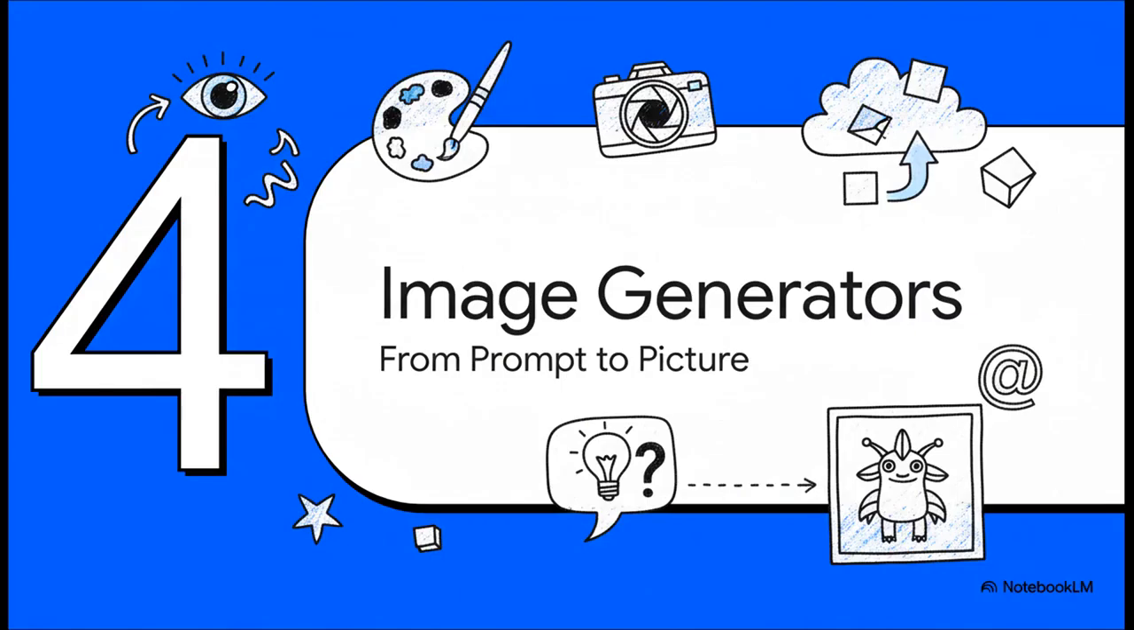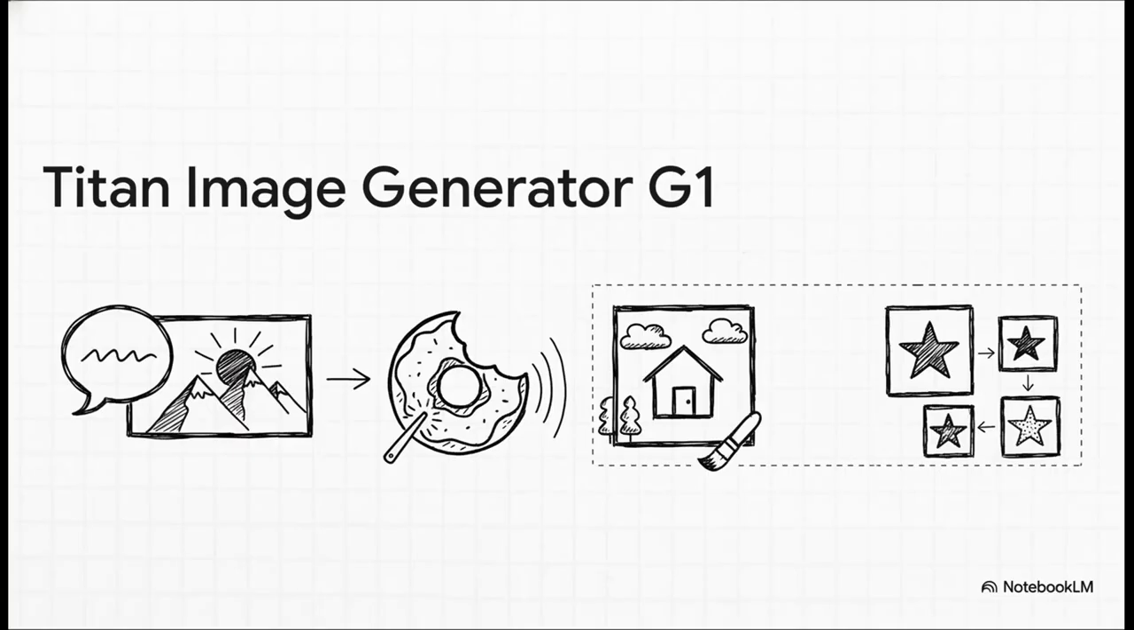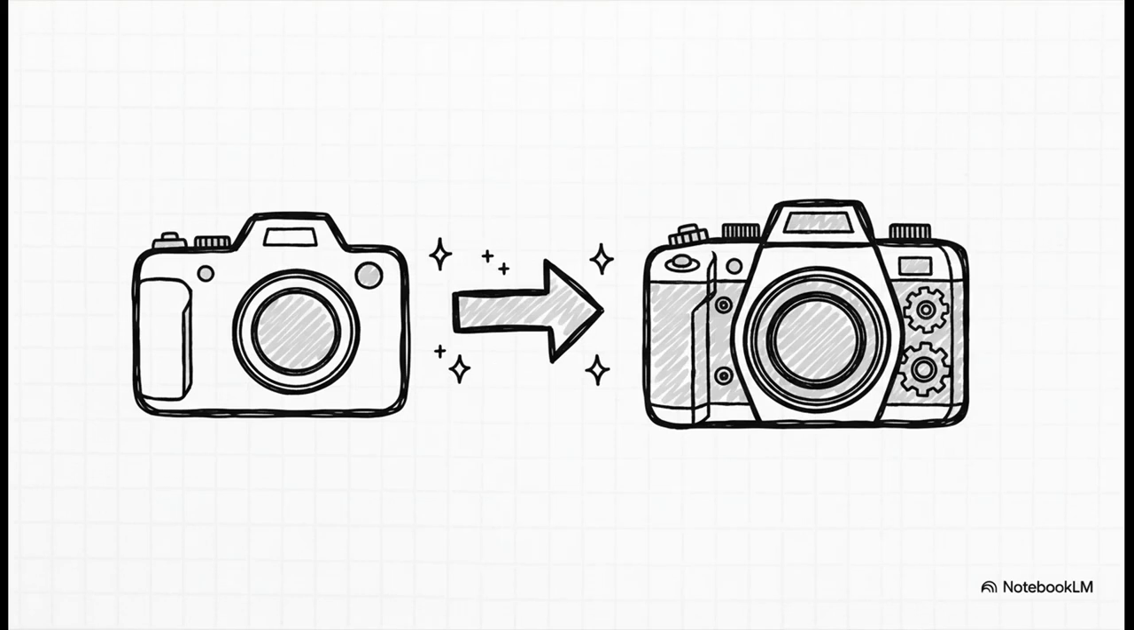Okay, so we've talked about how Titan understands content. Now let's check out how it creates it. We're moving over to the super creative side of the toolbox, the image generators. So the first version, G1, is already a total powerhouse. I mean, it goes way beyond just making images from text. It's also a really sophisticated editing tool. You can use something called inpainting to fill in a missing part of a picture, or you can use outpainting to expand the canvas and imagine what's just outside the original frame. Super cool. But of course, they didn't stop there.